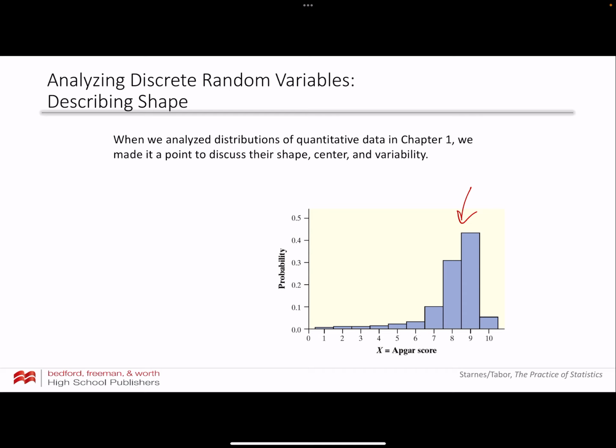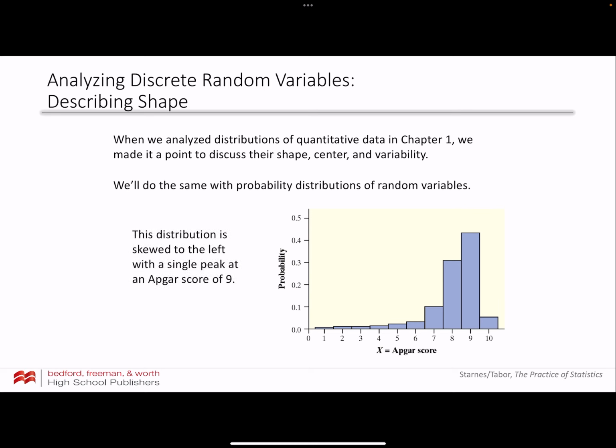In chapter 1, we're going to go back and revisit chapter 1. We talked about SOCS, and we're going to do the same thing here. We need to be able to talk about the shape, center, and spread, or variability, with a random variable. We would say that the distribution of APGAR scores is strongly skewed to the left. We have a single peak at an APGAR score of 9.